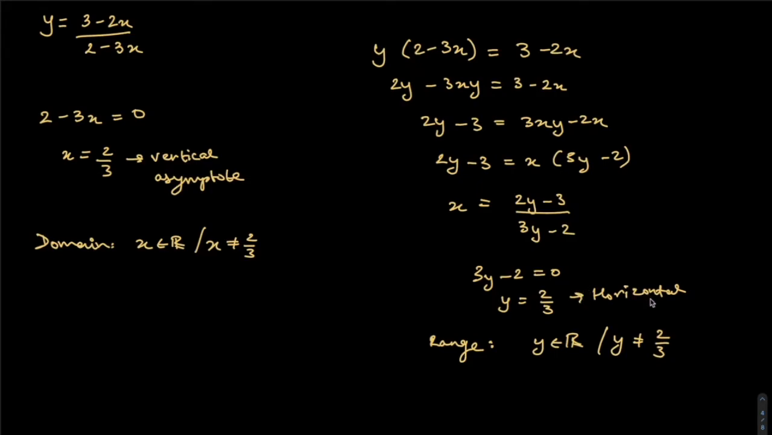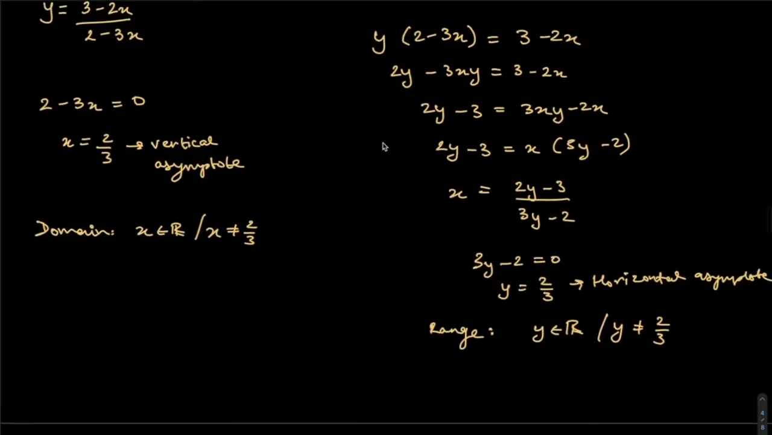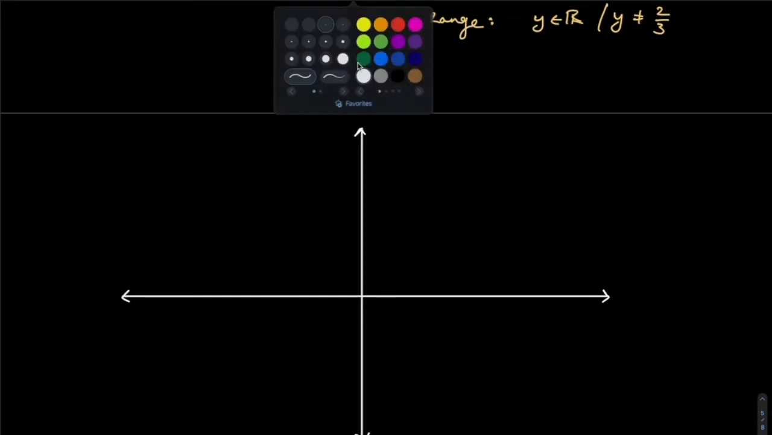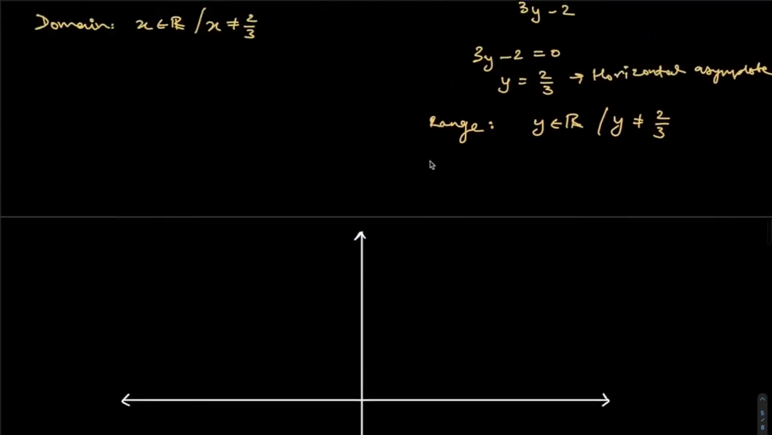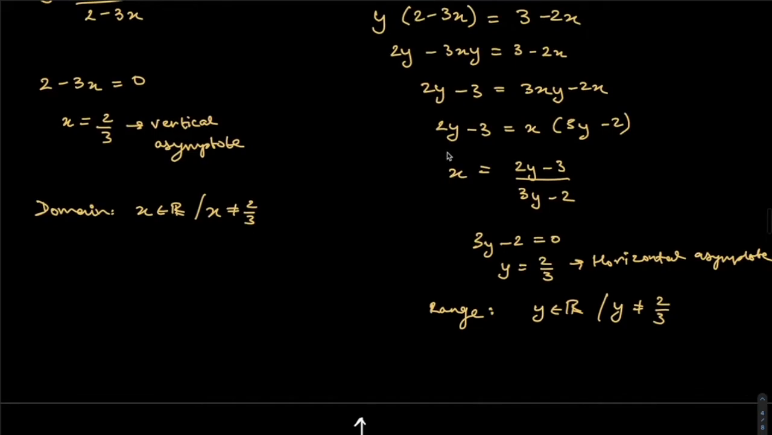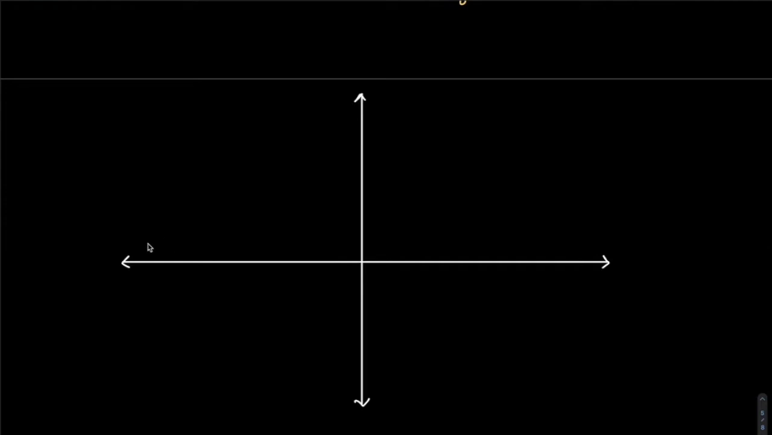They're not asking for exact discrete points and exact accurate functions. They just want a general shape of the entire rational function. Horizontal asymptote right here. So if we go ahead and draw this, let's go back and change the color. Draw the asymptotes: y equal to 2/3 and x equal to 2/3. I'll just take a general assumption, something like this: x equal to 2/3, y equal to 2/3.